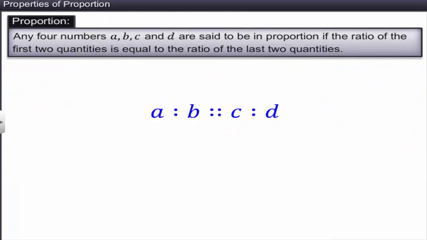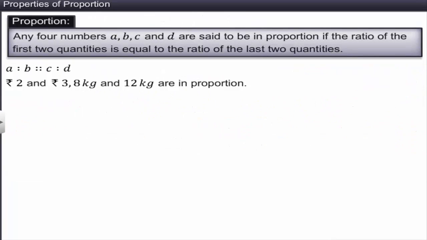In a proportion, it is not necessary that all the four terms should be in the same unit. However, it is mandatory that the first two terms should be of the same kind or should have the same units. Similarly, the last two terms should be of the same kind or should have the same units. For example, in the proportion shown, the first two quantities are in the same unit, rupees, and the last two quantities are in the same unit, kilograms.